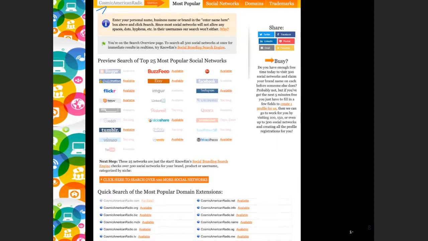But you can see if I enter in, you could enter in whatever your business will be. I entered in Cosmic American Radio here. Just remember when you enter it in, no spaces, because handles don't generally have spaces, they might have an underscore. And this is what the search came up with for Cosmic American Radio. You can see that CosmicAmericanRadio.com is not available. That's because I own that.